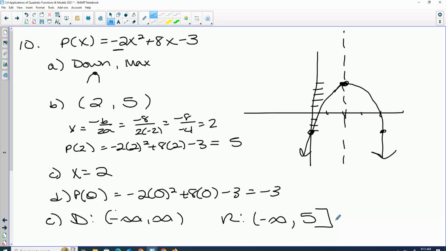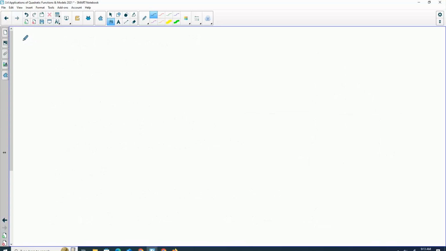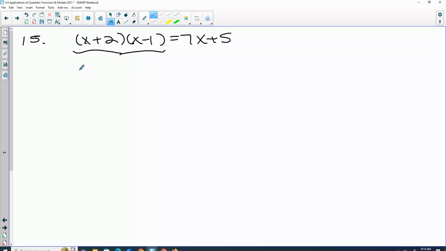The next page, the only one you guys asked about was problem 15. Do we need to look at any of those others? What do we have to do to solve a quadratic equation like this? We need it to equal 0. So I'm going to have to start first over here by multiplying this out. So that gives me x squared minus x plus 2x minus 2. That's x squared negative 1 plus 2 is a positive 1.